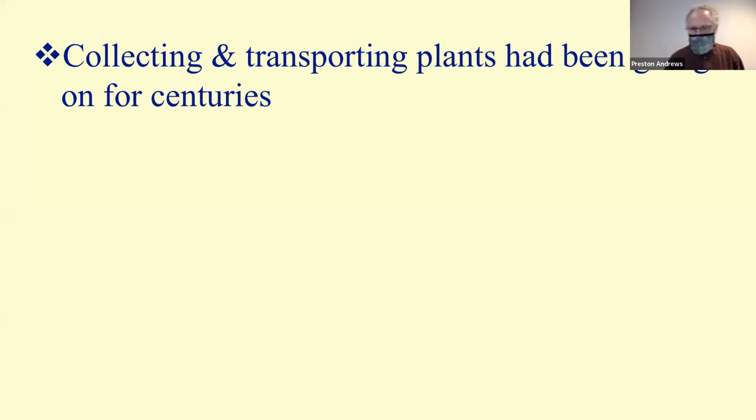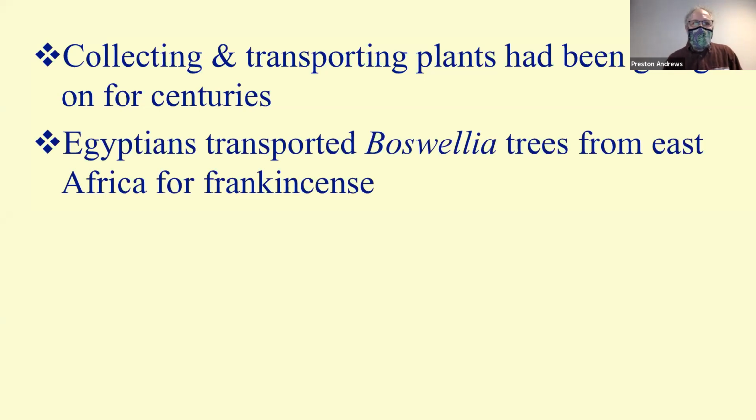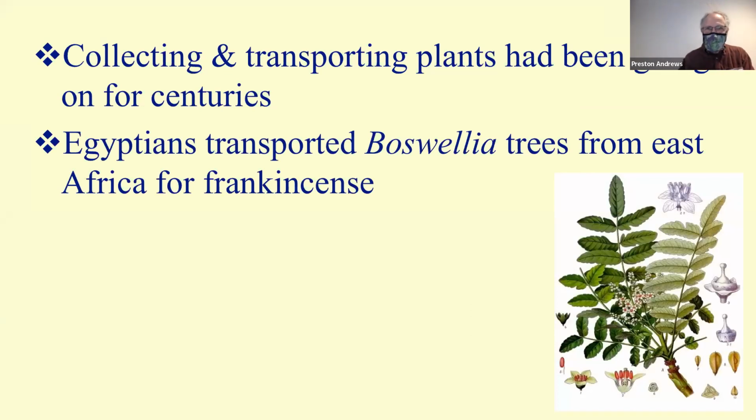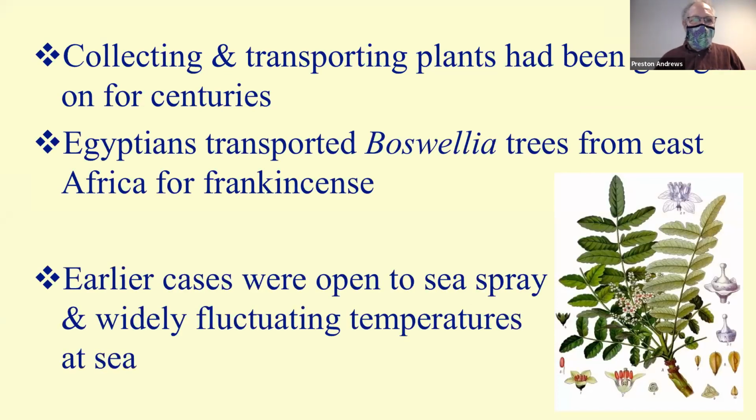Now, collecting and transporting had been going on for centuries. In 1500 BC, the Egyptians transported boswellia trees from East Africa for the frankincense in the bark. So this has been done for a while. And there was a boswellia plant. Earlier cases were open to the sea spray and widely fluctuating temperatures of the sea. And the sailors didn't really know how to take care of plants. They weren't gardeners or horticulturists. So they kind of ignored the plants and just went along for the ride. And most of them died.